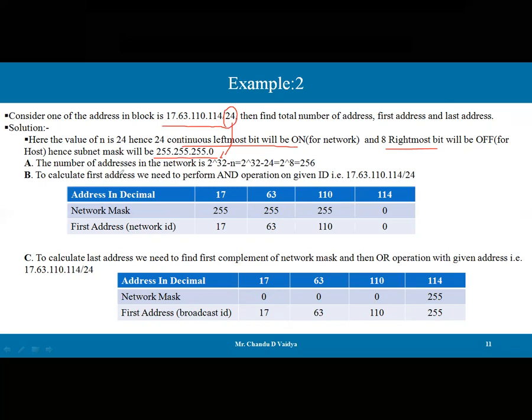Then the number of addresses in the block, इसके लिए कैलकुलेट करने के लिए क्या करेंगे? 2 to the power 32 लेंगे. So 2 to the power 32 minus 24. 24 क्यों आया? स्लैश नोटेशन की वैल्यू है, तो उसके हिसाब से 2 to the power 8, 256. एक ब्लॉक में इतने एड्रेस आएंगे, 256. अभी फर्स्ट एड्रेस उस ब्लॉक का क्या होगा?